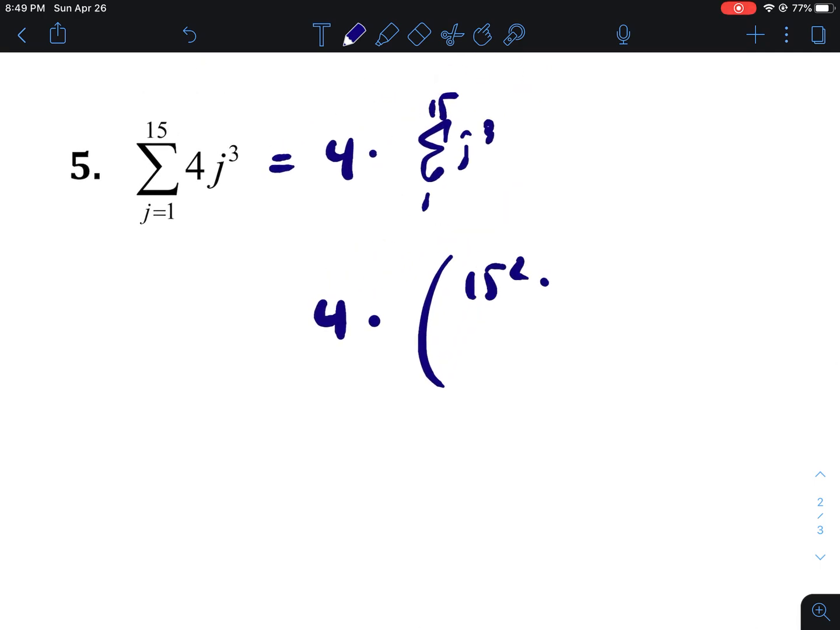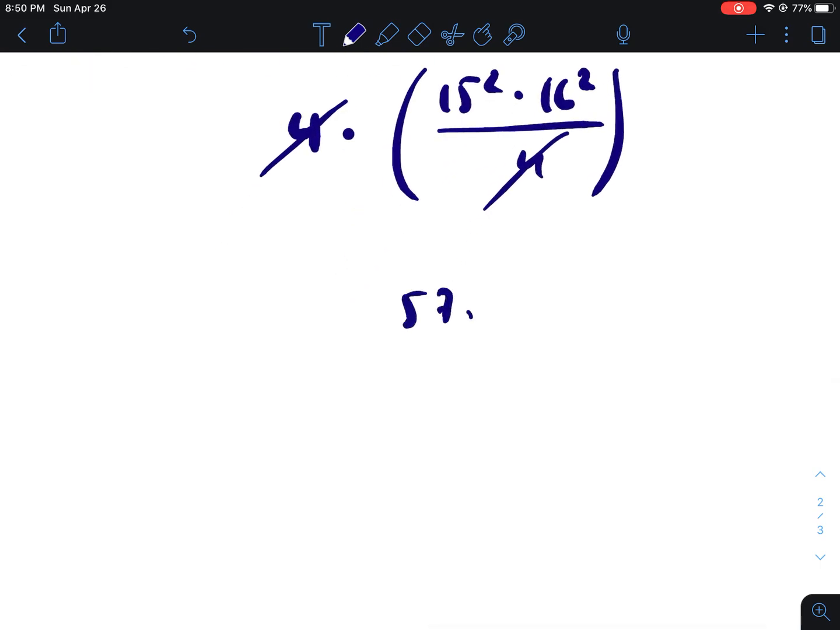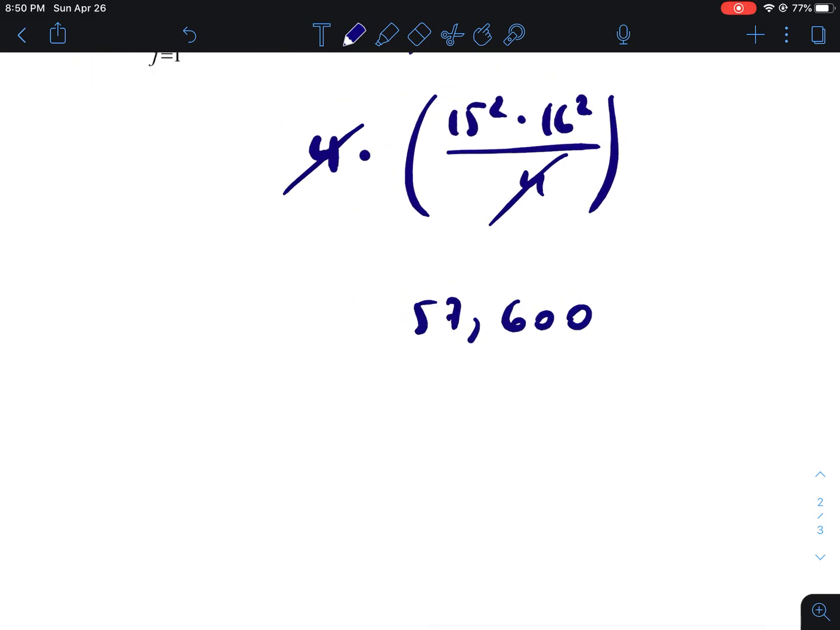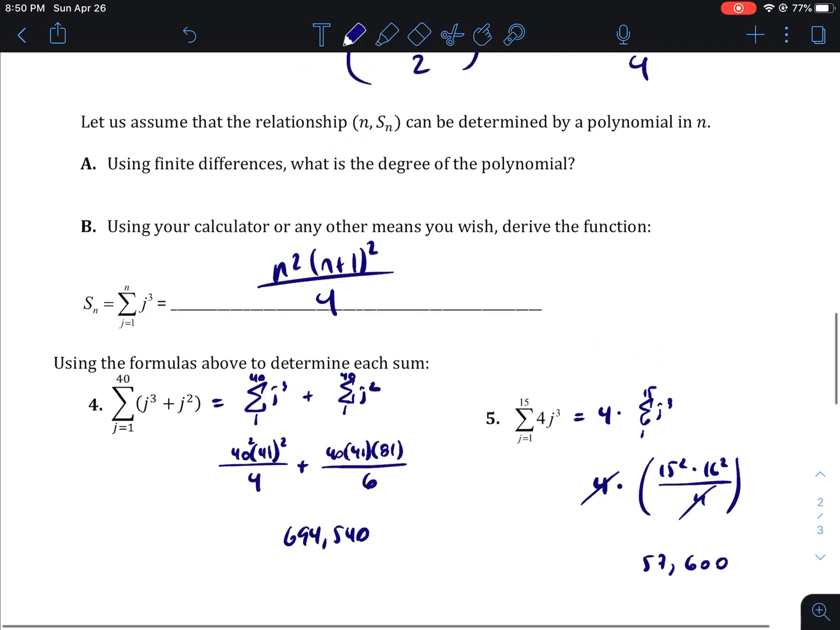So 15 squared, 16 squared, all over 4. You can actually just reduce the 4s if you want to, or type the whole thing in. It's up to you. Either way, 57,600 would be your answer. So try the assignment. There's a couple pretty tricky ones on there, but just do your best, and then we'll go from there.